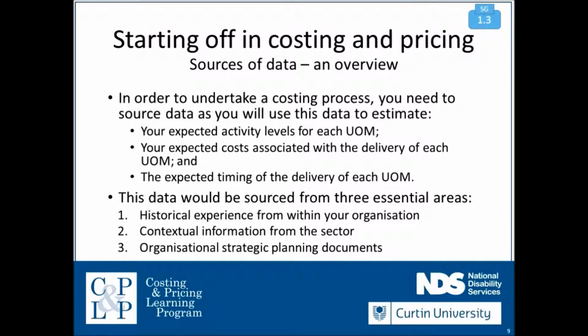Historical data can also be used to indicate the types of activities, or what we call the activity mix. In other words, what types of units of measurement you might be providing and what the relativity or the numbers of those units of measurement are in your total activities. And that's of course very important as well when you come to allocate costs to each unit of activity.